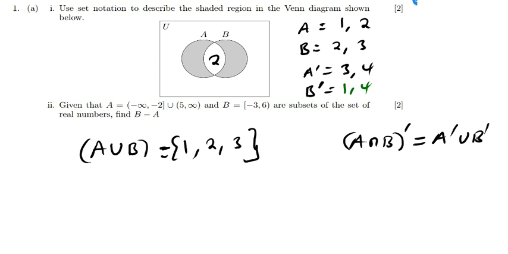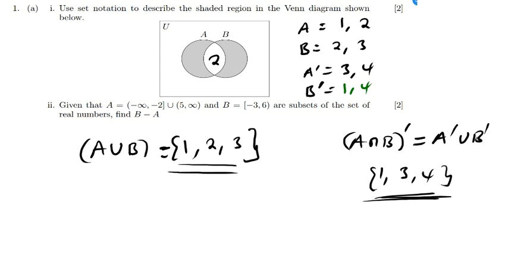So my A complement is 3, 4. Then my B complement is 1. So it's 1, 3, and 4. Meaning that my A intersection B complement is these 3 numbers. Then A union B, these numbers. But again, which symbol are we going to use to put A intersection B complement and A union B together for it to make sense?